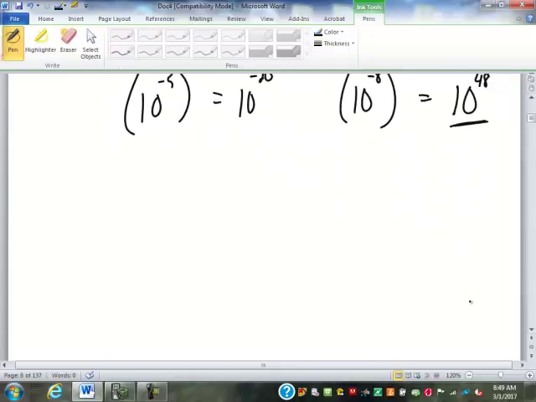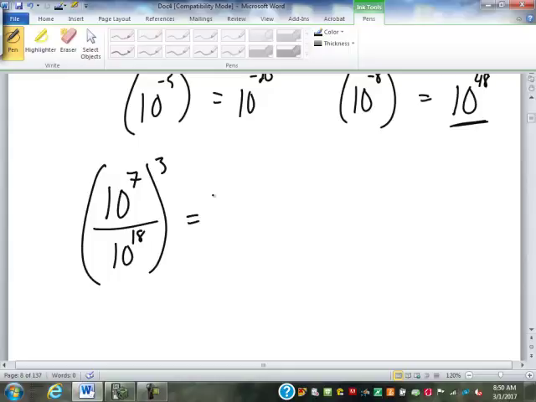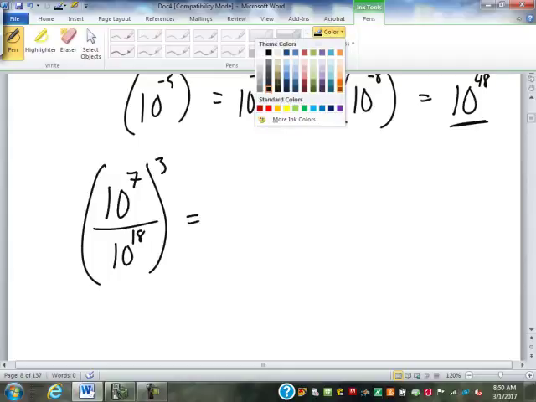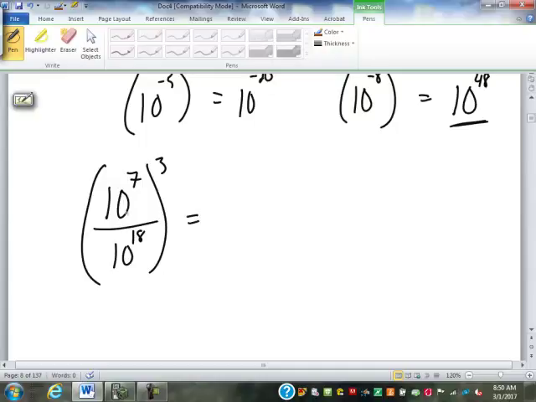So let's play with that a little bit more. So here's something like this. 10 to the 7th divided by 10 to the 18th has to happen first. What's that going to be? What are we doing with the powers? Adding, subtracting, or multiplying? Subtracting. 7 minus 18 is negative 11, so 10 to the negative 11. Then 10 to the negative 11 to the third power is 10 to the negative 33rd.